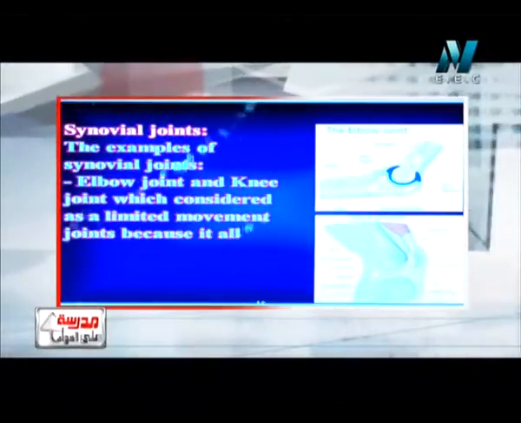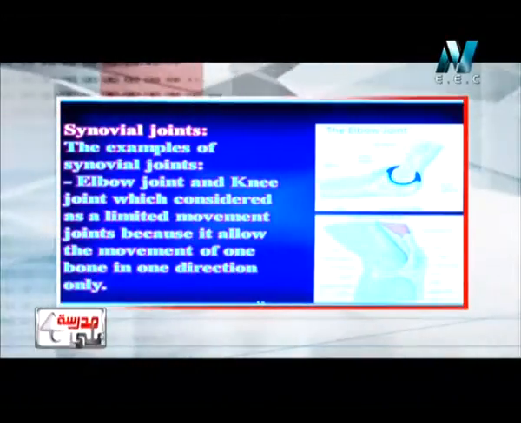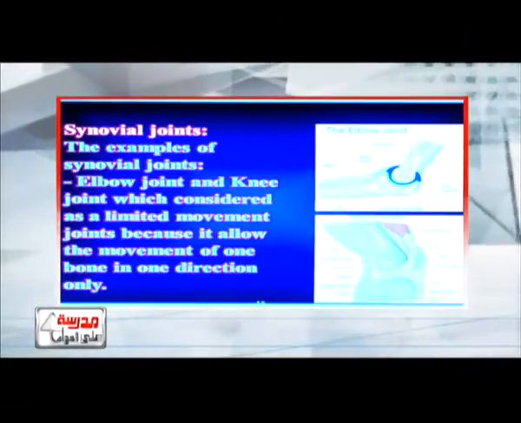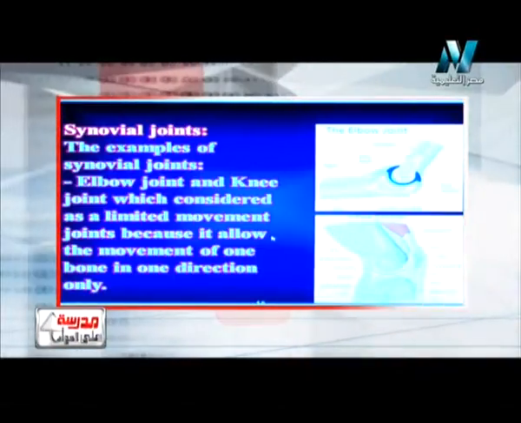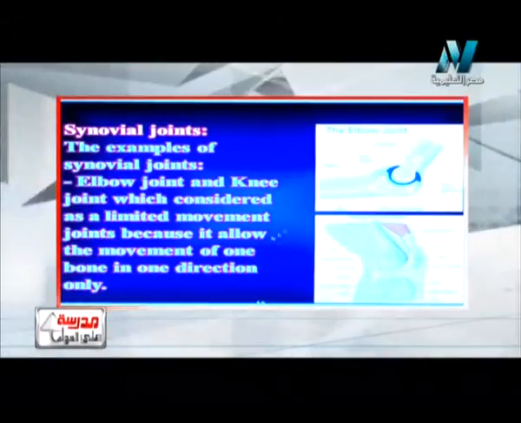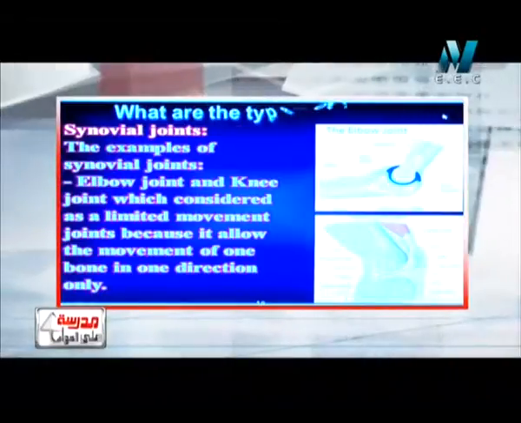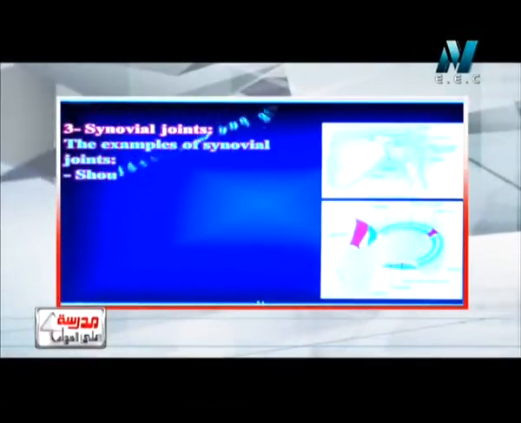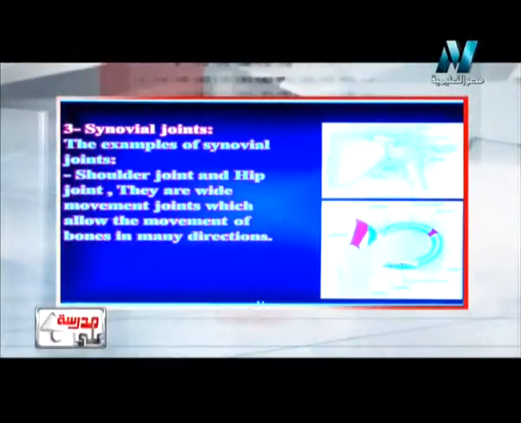Examples of the synovial joints are the elbow joint and the knee joint, which are considered limited movement joints because they allow the movement of one bone in one direction. But the shoulder and the thigh or hip joint act as wide movement joints because they allow a bone to move in many directions. So the shoulder joint and also the hip joint.